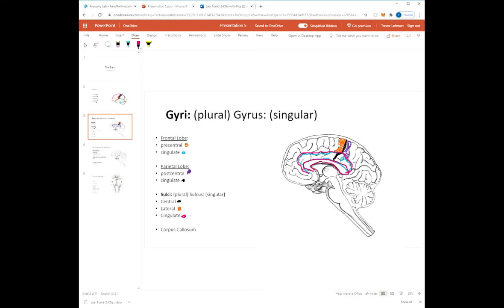That color is pretty similar. I apologize to the cingulate. But anyway, this is it, the corpus callosum. I'll show you guys this on the brain animation as well. It's a little easier to see.